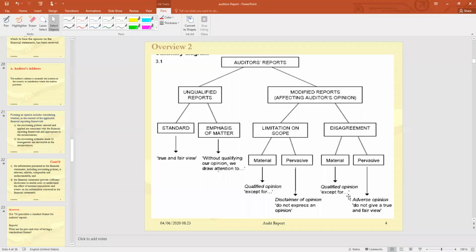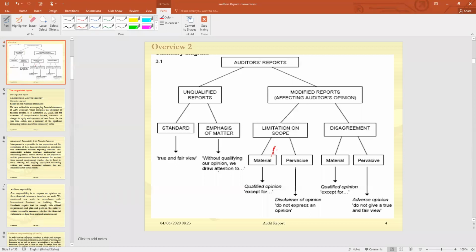We did say that if the matter at hand is material but not pervasive, then we qualify the opinion. That is the "except for" we have just gone through.